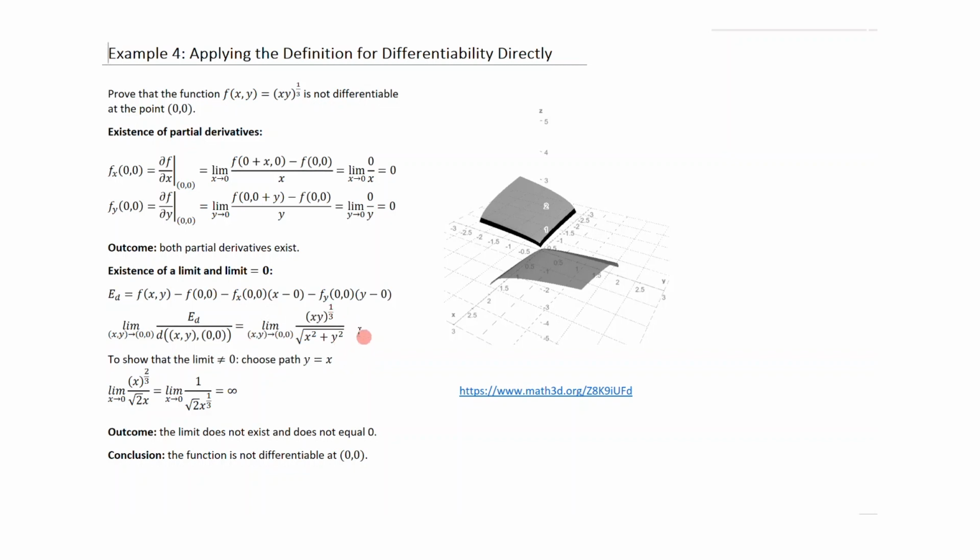Now we want to prove that the limit for this does not equal 0, and a simple way to do that is to choose the path y equals x, make the substitution in here, and we get x to the power of 2/3 divided by square root of 2 times absolute value of x, and so we end up with 1 over square root of 2, times x to the power of 1/3 in the denominator, but as x approaches 0, this becomes infinity, which is not equal to 0. The limit does not exist, and also it does not equal 0. So the conclusion is that the function is not differentiable at (0,0). Well, this concludes lecture 4b. Thank you for listening.